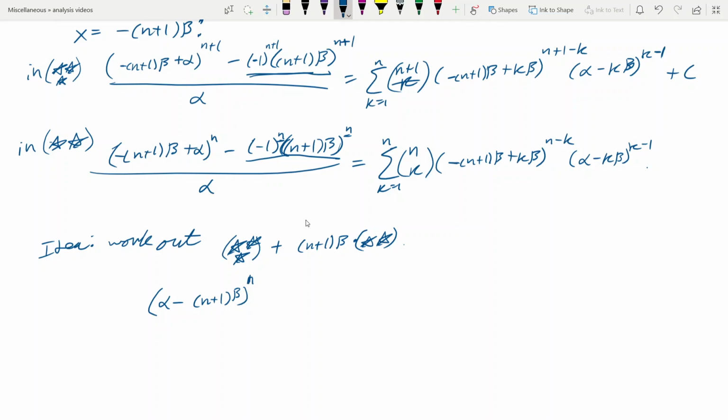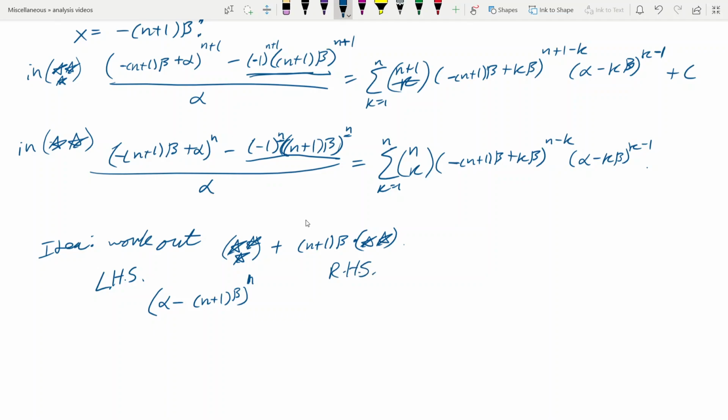Which I will let you work out if you like. But you'll notice this is exactly what we said the constant c was supposed to be. So it feels like we're on the right track. This is the left-hand side. Now we also need to work out the right-hand side.